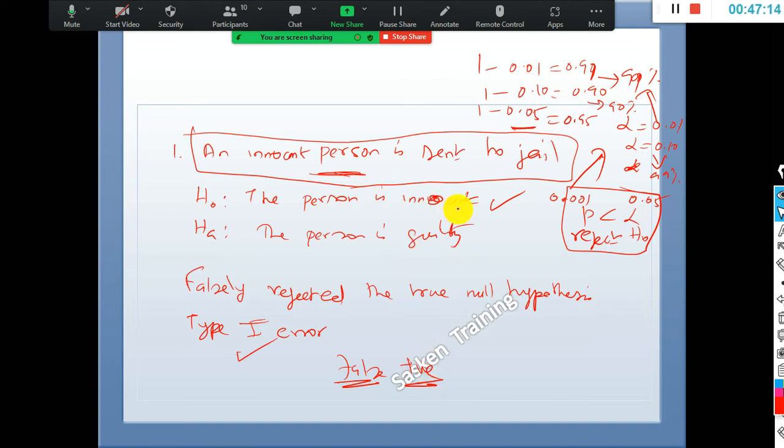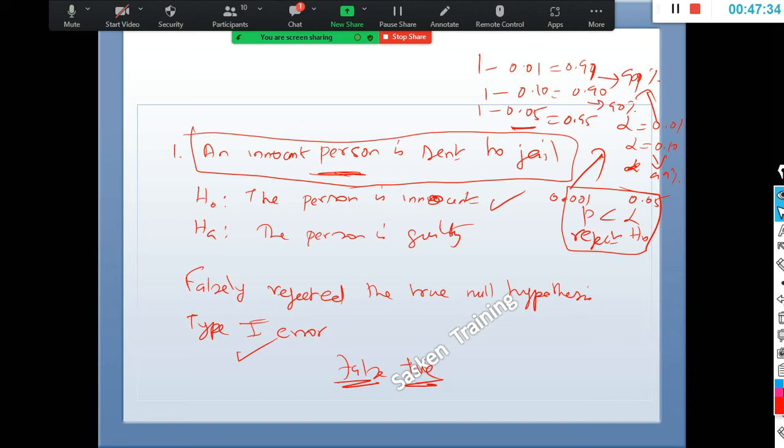Let's say in this case, the person is healthy, but you are rejecting and saying the person is COVID positive, right? False positive, false negative. You can apply different scenarios also to understand this. That's why I used the COVID example here.